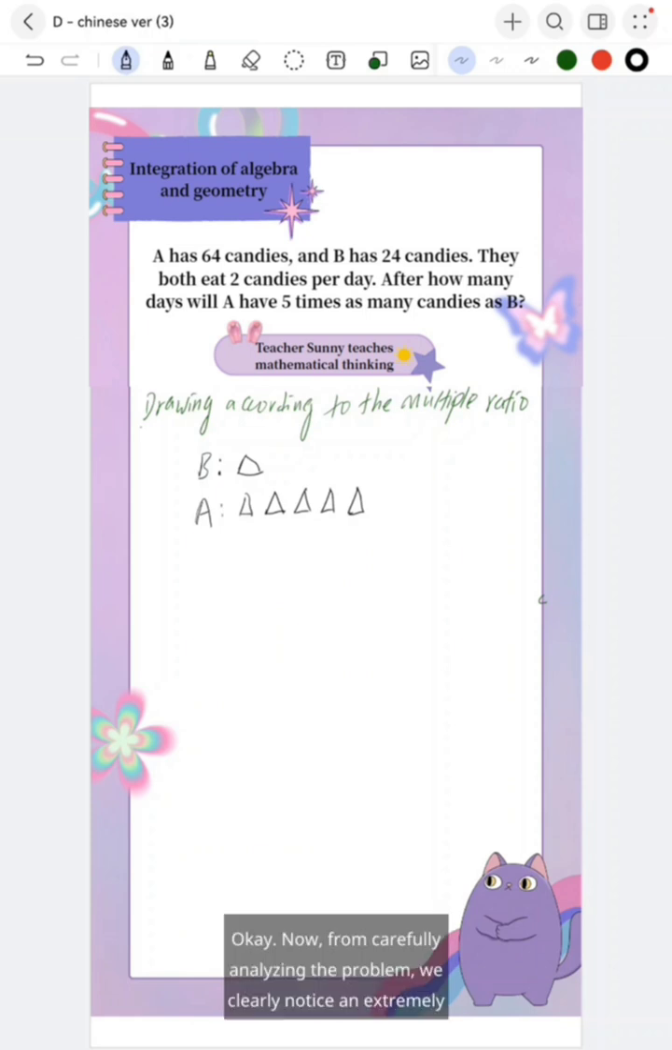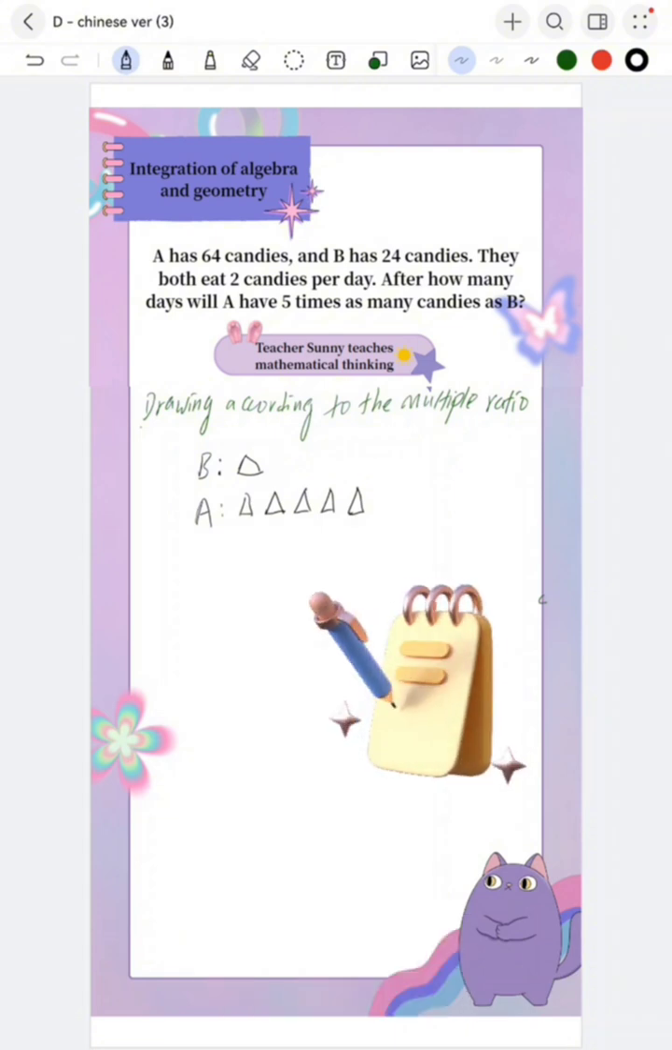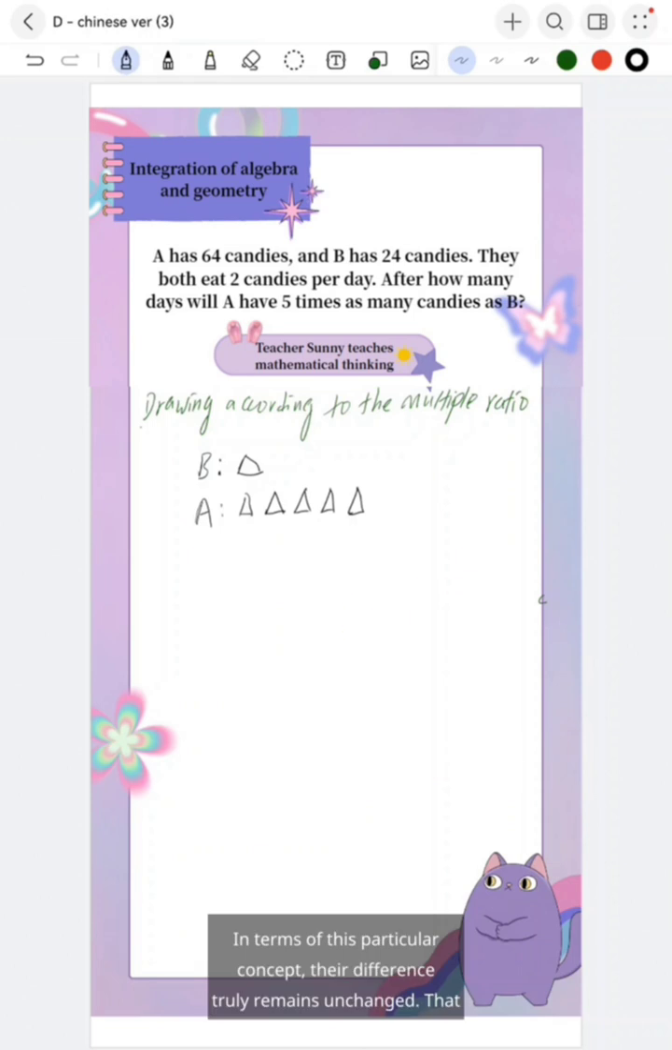Okay, now, from carefully analyzing the problem, we notice an extremely important key point. A eats 2 candies every single day, and B also eats 2 candies every single day. In other words, each and every day, they both eat 2 candies. So the number of candies left decreases by 2 each day, right? So in this case, when both increase or decrease by the same amount, their difference truly remains unchanged.